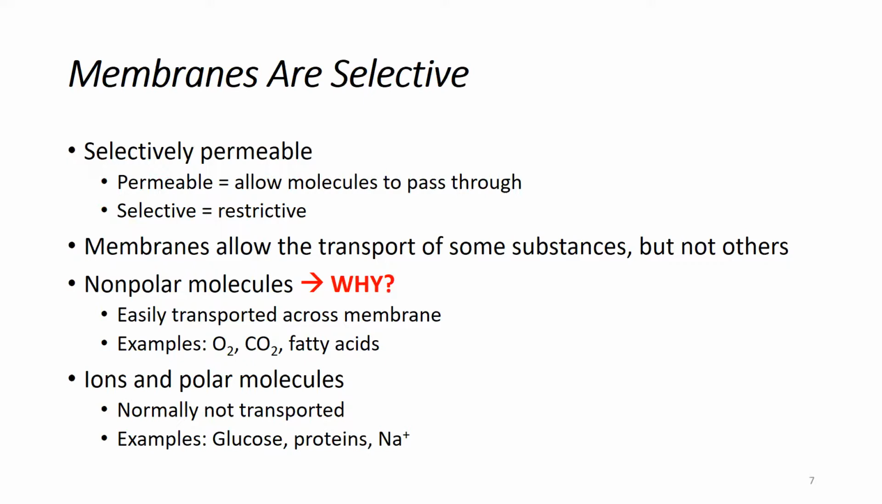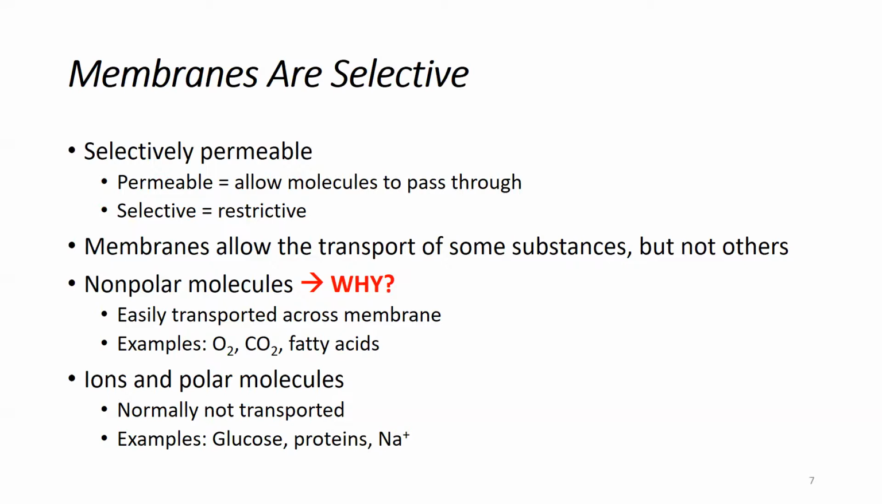Examples of these are glucose, right? Glucose needs a transporter in order to enter the cell. We'll talk about the glucose transporter, right? Certain proteins cannot just move across the membrane. Sodium and other ions, potassium, chloride, they cannot just move across the membrane. They are going to require ion channels, which we'll talk about, or proteins, other mechanisms to assist them entering the cell. Okay?